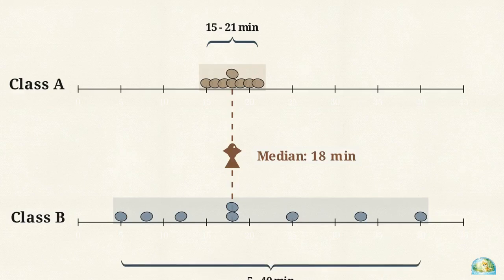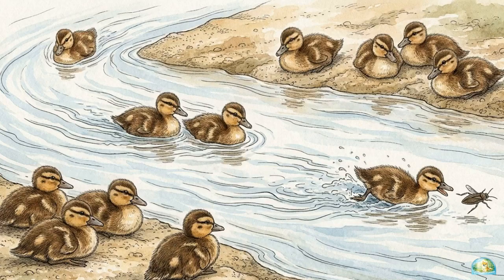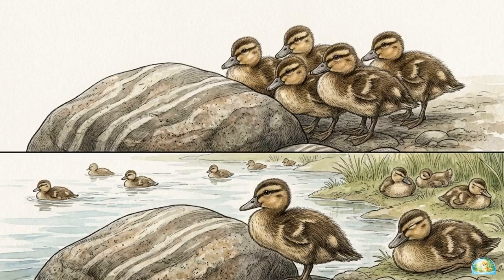Even though their centers match, the physical spread of the data reveals that the groups are not identical. Because Class B's range stretches so much further, the daily travel time for those students varies much more. This means Class B has much more variability in travel time, even though the typical center is the same as Class A.